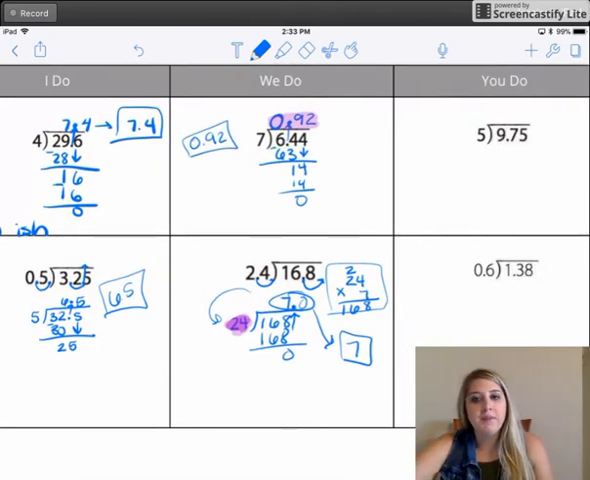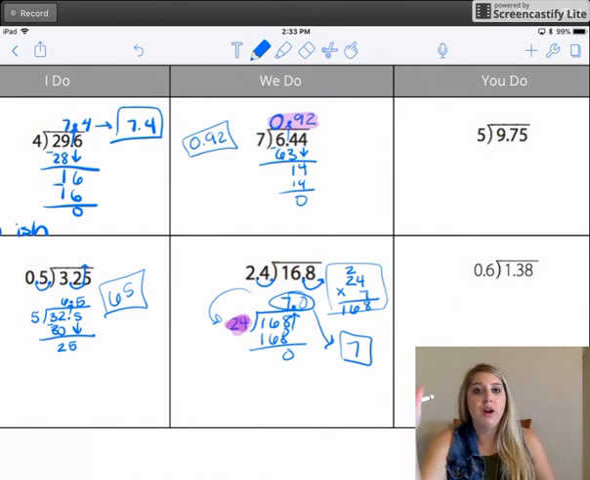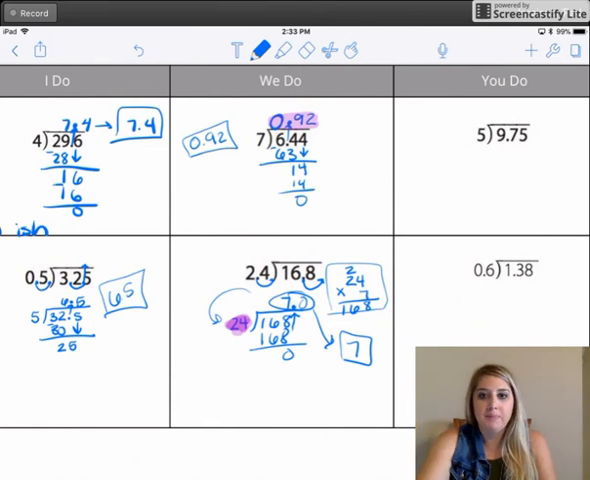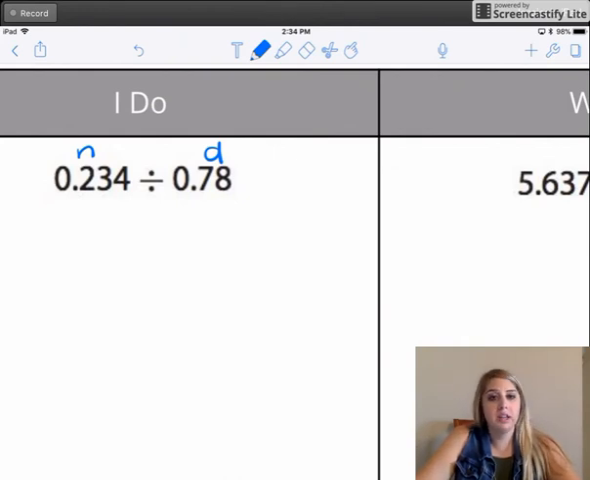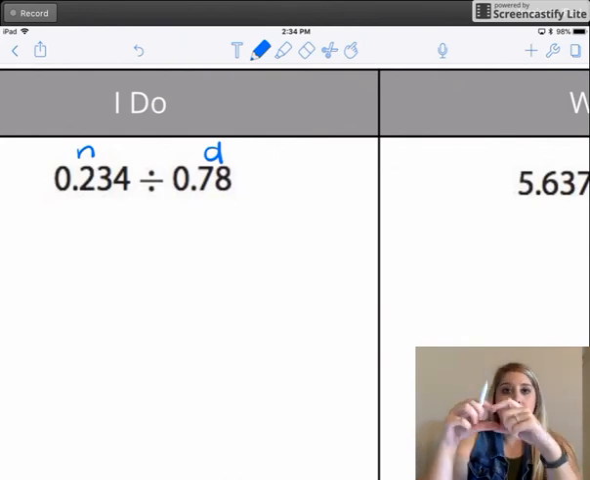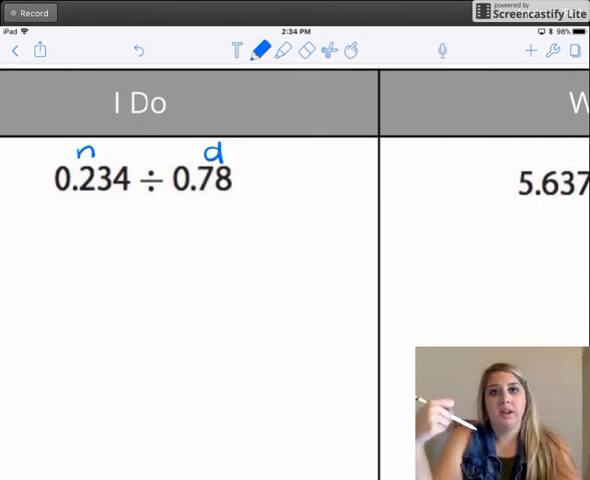Okay, hopefully that went well for you. I want you to do the you do part, please. So you do the you do part, and then flip it over, and I will work with you on the back. All right, so on the back, we have problems that don't have the long division sign written in them. They have the symbol, but we're going to have to write the long division symbol.